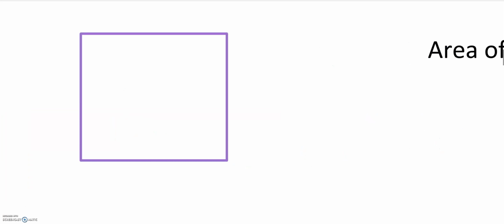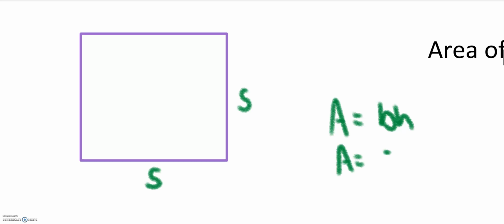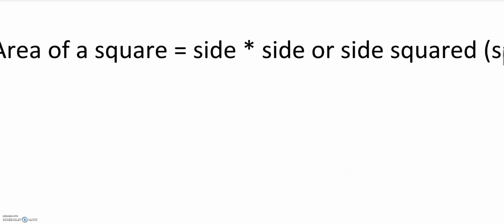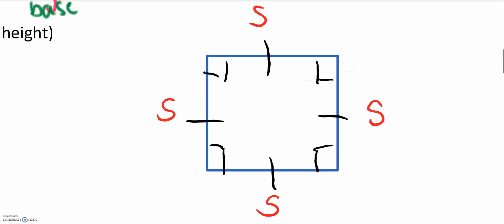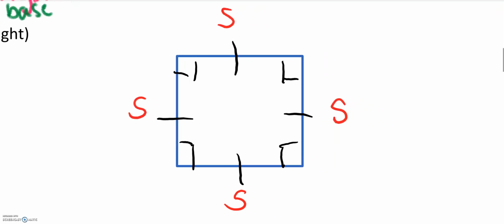So next we have a square, and we know that all 4 sides of a square are congruent. So we're going to call the sides S. And so the area of a square is going to be, instead of base times height, we're going to replace that with S times S, which gives us S squared, or side squared. So that's our formula for the area of a square. And that's the same as base times height. So if we look at our next example here, this is a square, and you can see that all the sides are congruent, and it has 4 right angles. And so the area is side squared.